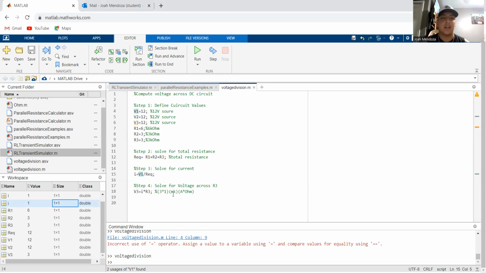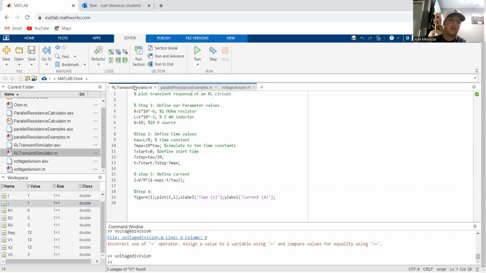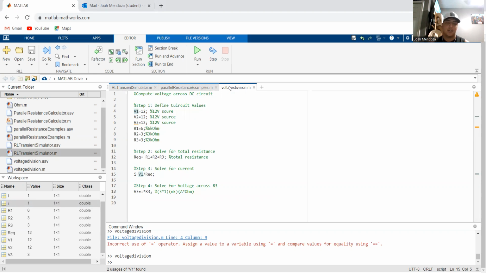Talking with my partners, they wanted to use the transient simulator and figure out how to do that, but I was a little confused. So I just went ahead and did my own, and I hope this is enough to get this question right on the homework. Thank you.